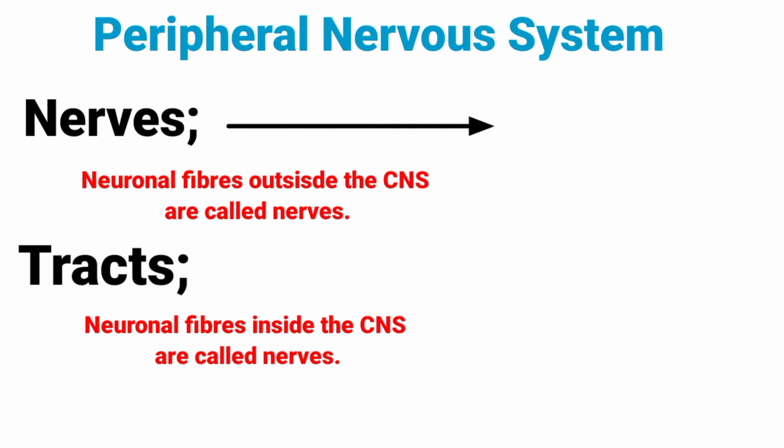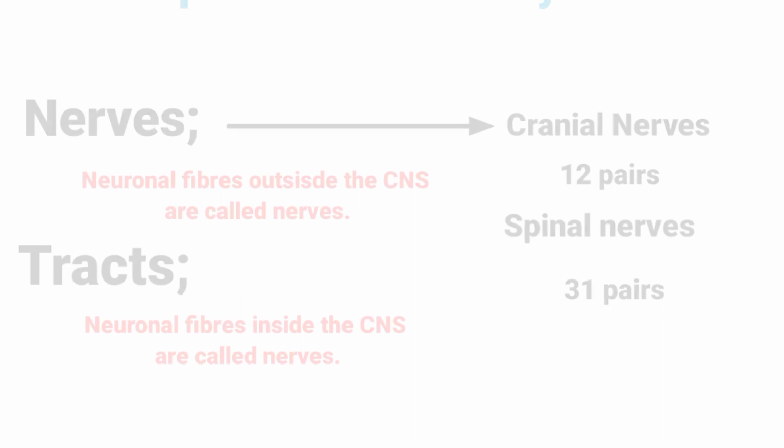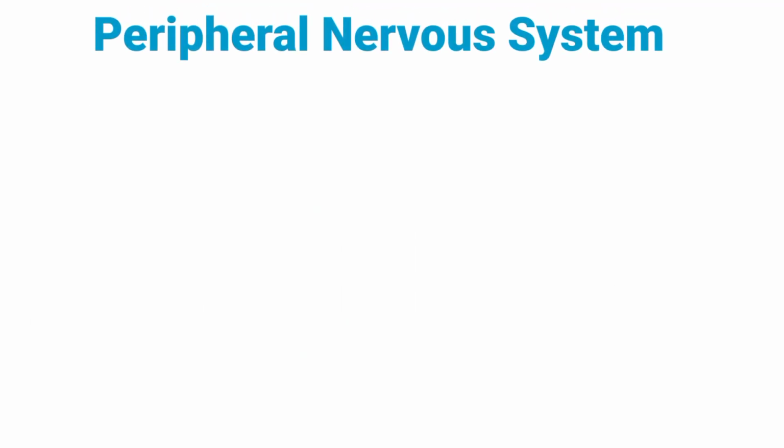These nerves are cranial nerves and spinal nerves. Cranial nerves are 12 pairs of nerves serving head and neck except vagus, which extends into the thorax and abdomen. Spinal nerves are 31 pairs of nerves formed by the union of dorsal and ventral roots of spinal cord. So these cranial and spinal nerves are part of peripheral nervous system PNS. There are two divisions of peripheral nervous system: sensory division and motor division.